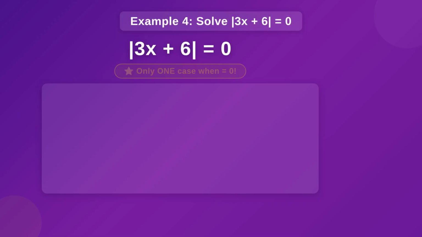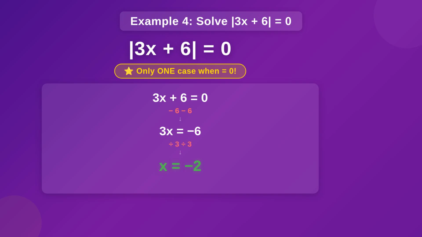Let's use what we just learned. Solve the absolute value of 3x plus 6 equals 0. Remember the special case. When the right side is 0, there's exactly one solution. So we set what's inside the bars equal to 0. 3x plus 6 equals 0.